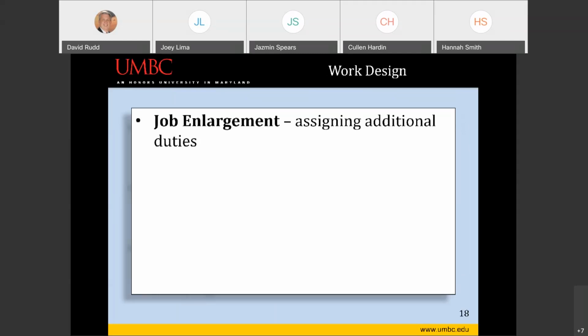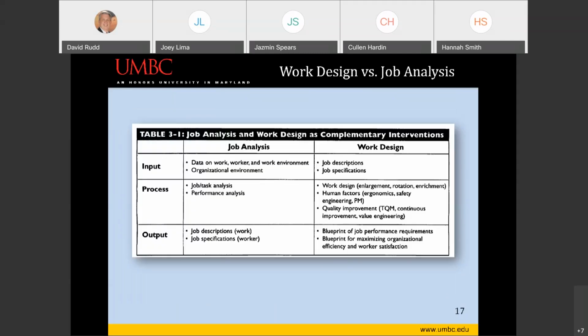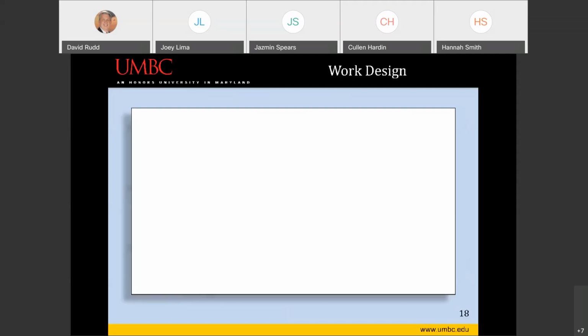It also seems like the work design inherently comes after the job analysis. Is that fair to say? Yes, because as you can see, the output from the job analysis is the description, specification, and then once you have that, you're going to start your work design process. So yeah, that's a good observation. Any other questions?